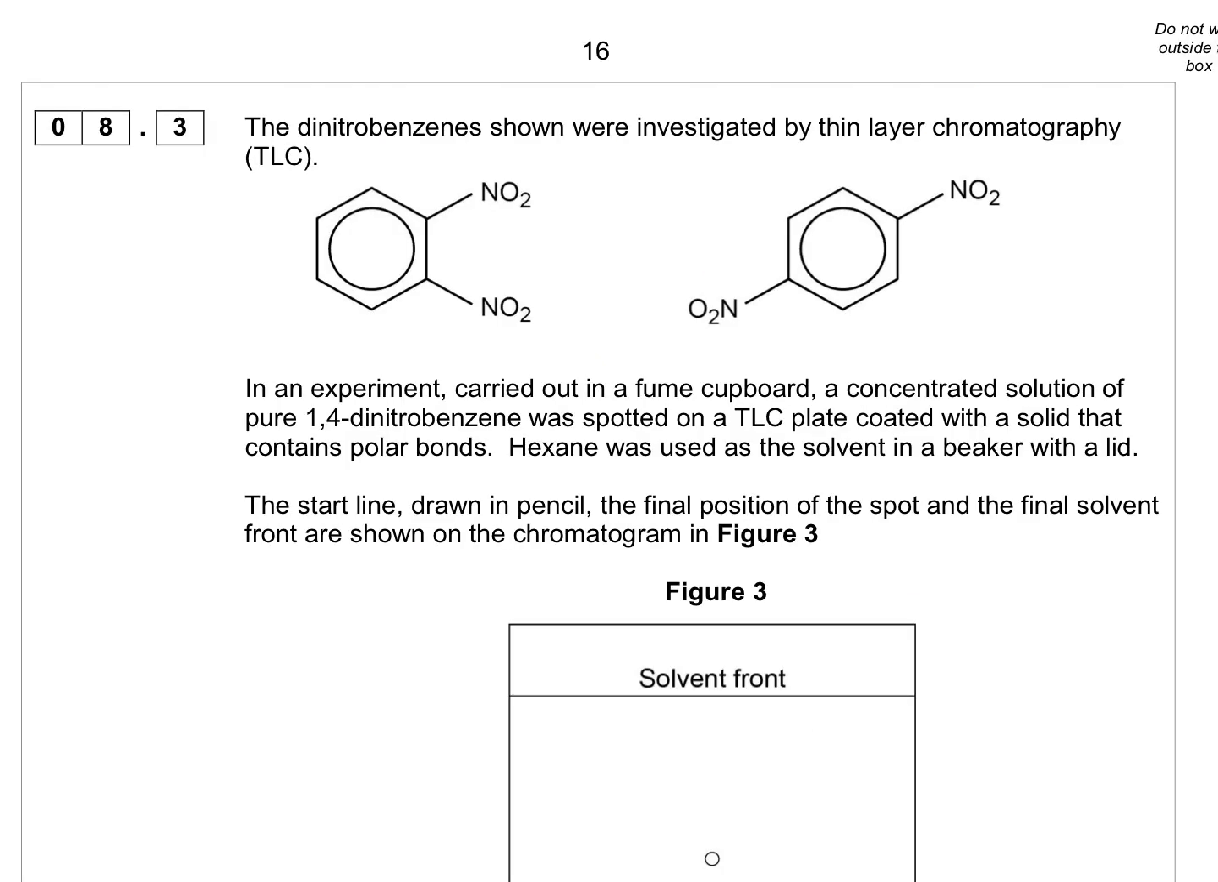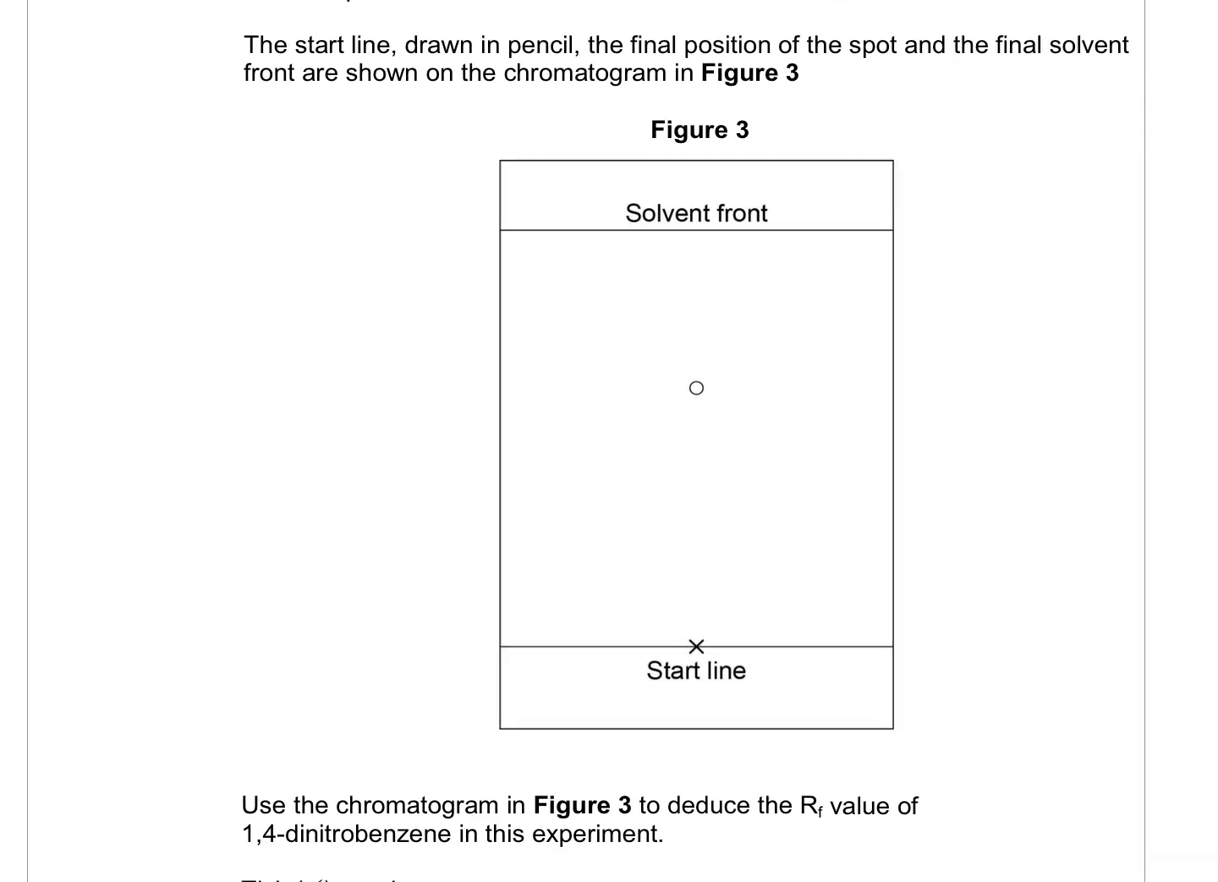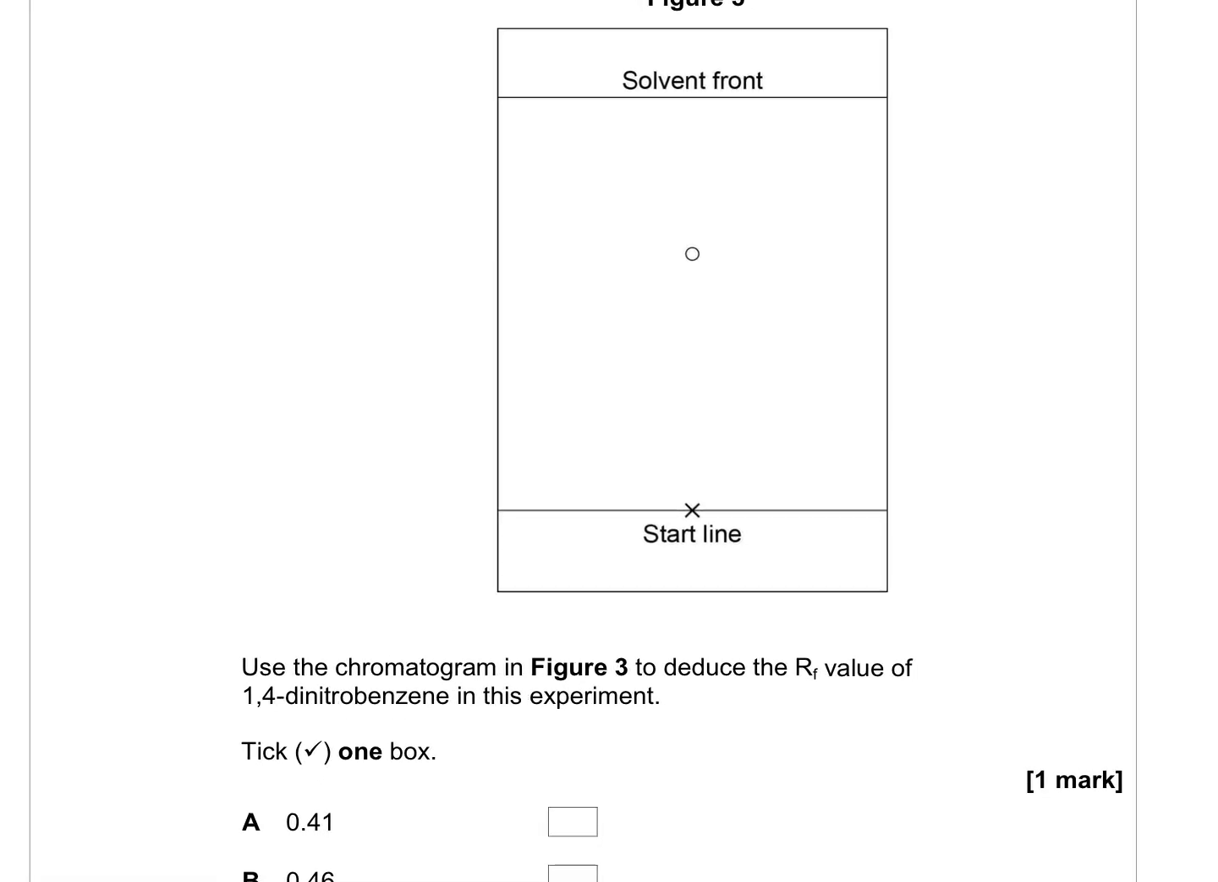So the rest of question 8 is about thin layer chromatography, which you've obviously covered as a required practical. So it says we do it in a fume cupboard. We've got the 2 different dinitrobenzenes and how they respond differently to the TLC plate. It says there's a pencil line drawn. So the first question asks you to deduce the RF value. Now, actually looking at the values they've given you to choose from, you could probably work out which one the answer is. But just in case they don't do that, I will show you how you do it.